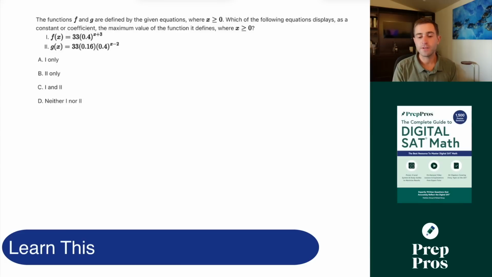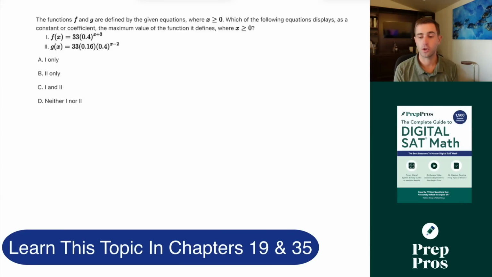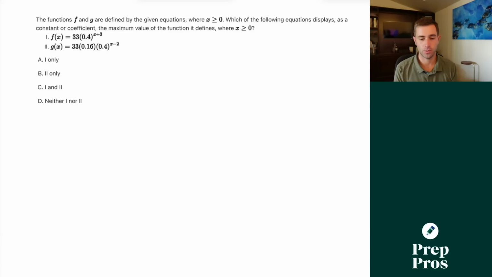The functions f and g are defined by the given equations, where x is greater than or equal to 0. Which of the following equations displays as a constant or coefficient the maximum value of the function it defines where x is greater than or equal to 0? Most students just look at this and have no idea where to start. We're going to make sure you feel really comfortable with all of this.